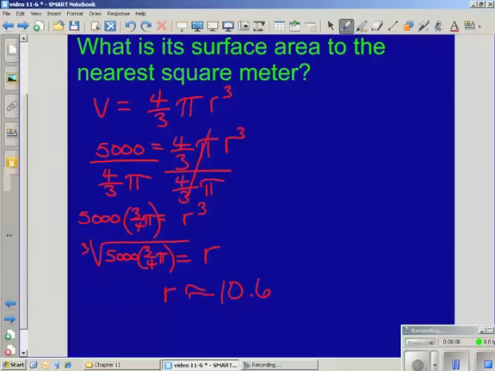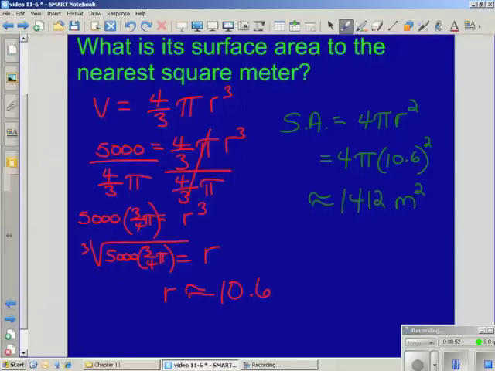So now we have our radius, so we can solve for our surface area. Surface area is equal to 4 times pi times r squared. So let's substitute. 4 pi. Now we know that the radius is 10.6 squared. Enter all of these values in your calculator, and we would get approximately 1,412 square meters. And this is approximately.